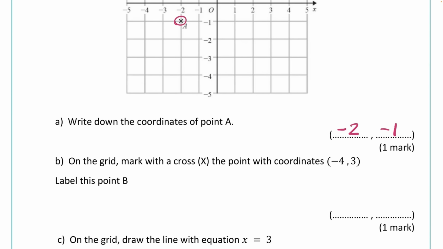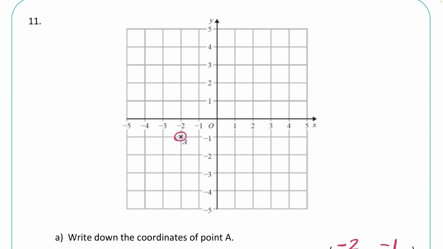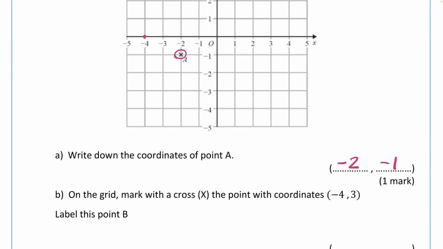On the grid, mark with a cross the point with the coordinates -4, 3, and label that B. So -4, so first of all, we'll go across to -4, which is just here, and then up to 3, which is just here. So there we go, I'll mark that with a cross. It's said to label it B, so I'll put a B next to that one.